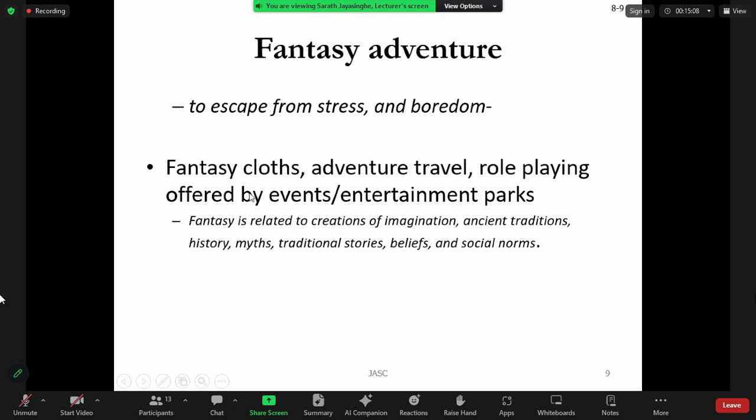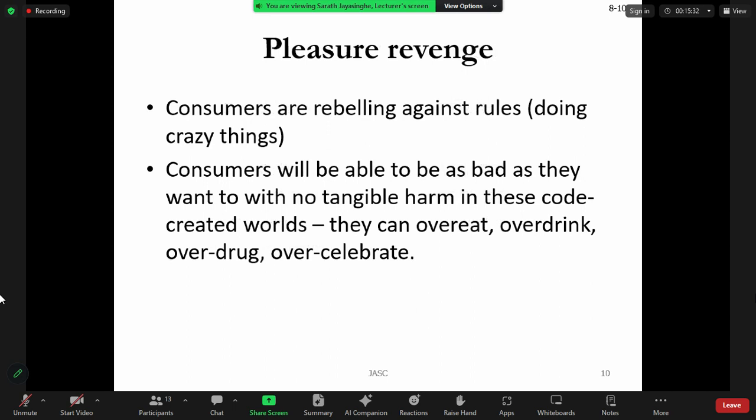So fantasy is some kind of feelings or thinking related to creation of imagination, age and tradition, history, myths, traditional stories, beliefs. This is the definition. So we can understand that because of this stress and boredom, you may think about fantasy things, right? The other one is pressure revenge.